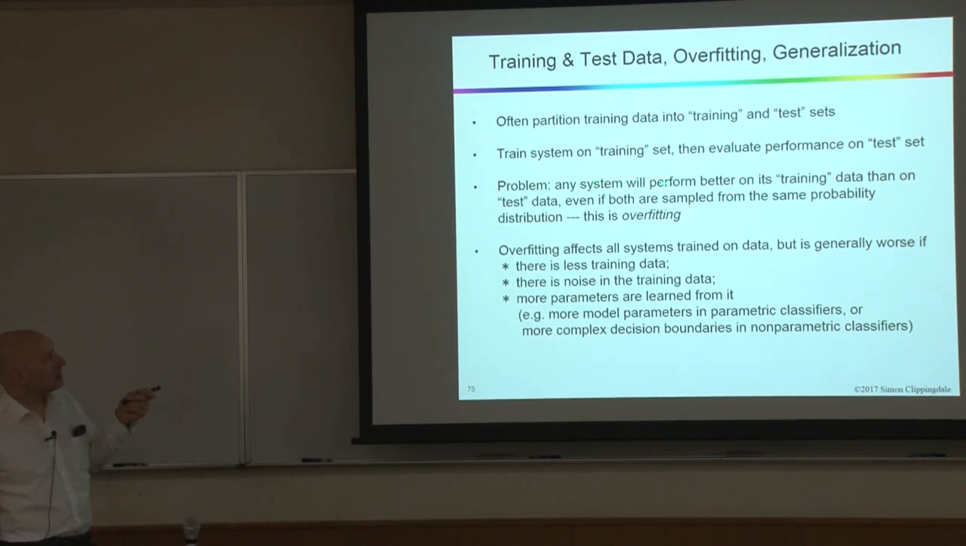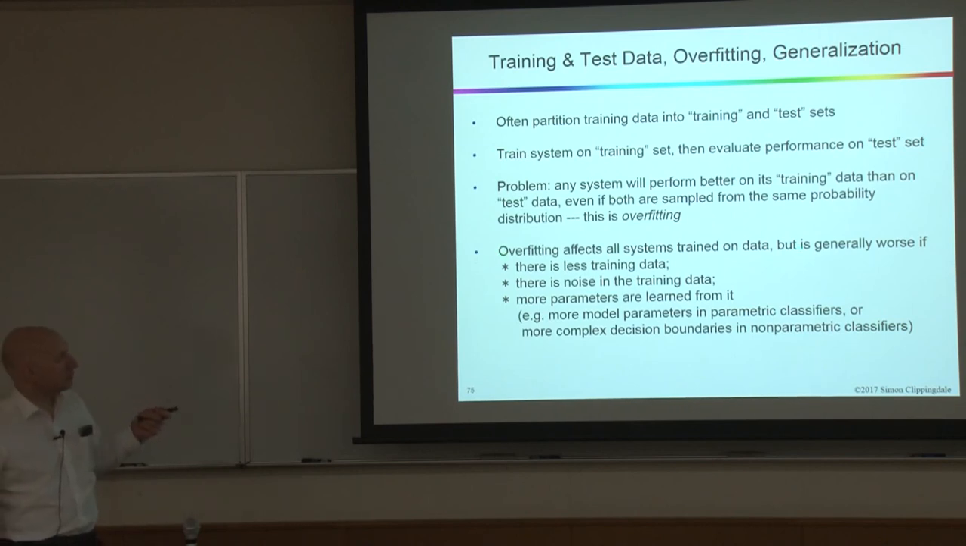The problem with that is that any system performs better on the data that it was trained on than on the test data that it hasn't seen. And that's true even if both of these sets of data are sampled from the same probability distribution. This problem is called overfitting, because the system learns the training data rather than the distribution, which is what you would like it to learn.